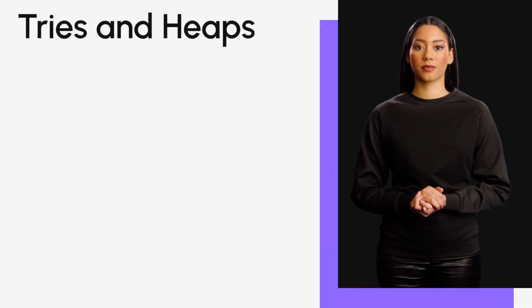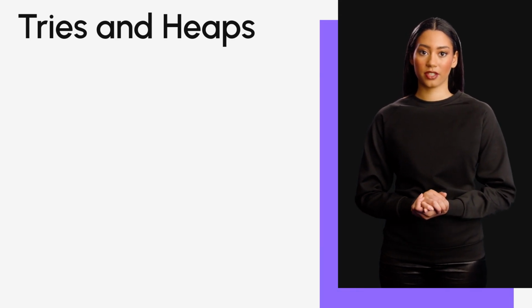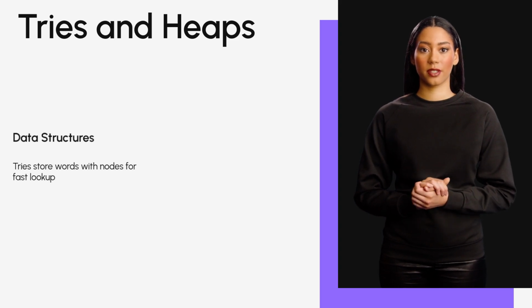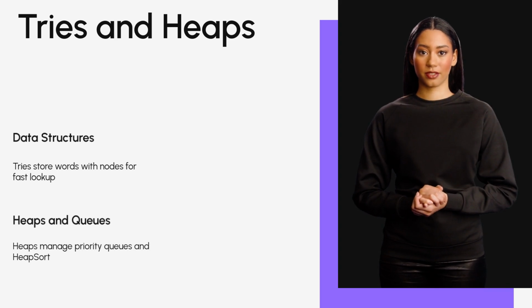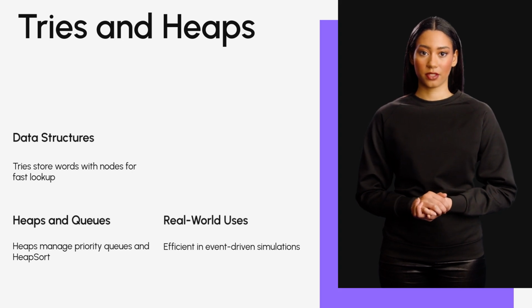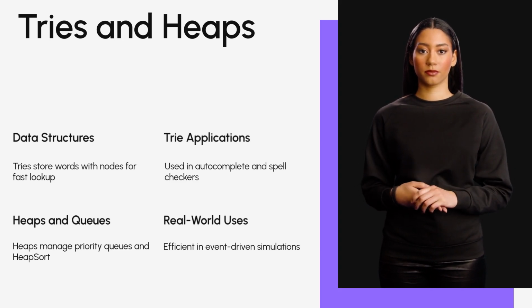Tries, also known as prefix trees, store words or prefixes with nodes representing characters. They enable fast prefix-based lookups useful in autocomplete and spell checkers. Heaps are complete binary trees maintaining a heap property. Used in priority queues and heap sort algorithms. Real-world applications include event-driven simulation systems. Both structures optimize specific operations for efficiency.